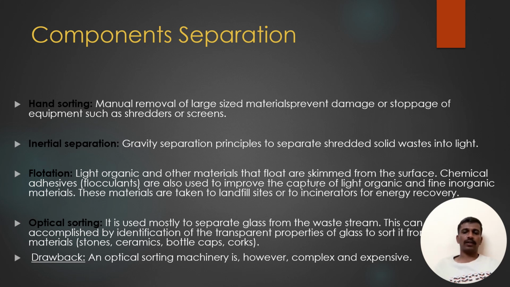Optical sorting. It is used mostly to separate glass from the waste stream. This can be done by identifying the transmitting property of the glass, separating it from other materials such as stones, ceramics, bottle caps, cork and rubber. Optical sorting machines are heavy, complex and expensive.